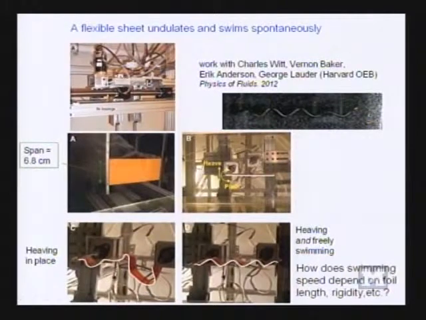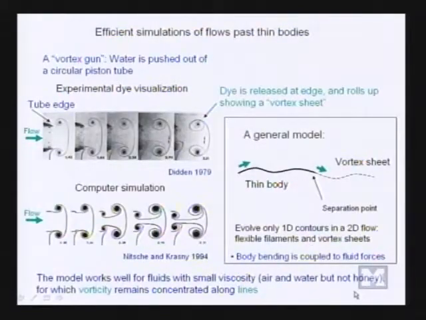Okay, so to figure out how the swimming speed depends on these parameters, length and rigidity, I did some computer simulations. So I took the equations of fluid dynamics, which I'm not showing here, but they're not actually that complicated. And I solved them on a computer for a certain type of situation, which is what we have here, the flow past a thin body.